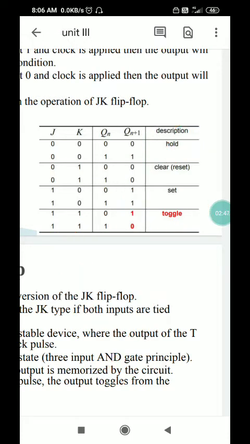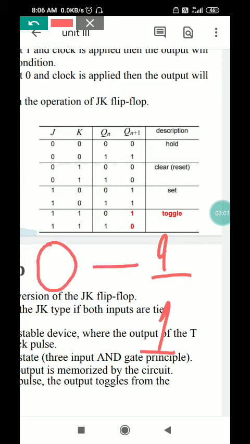Then in the third row we have J and K 1 0. Here it will set the flip-flop. It will set the flip-flop means it will see to it that output becomes 1. If its previous output was 0, it will make it 1. If previous output was 1, it will keep it as it is. So this is how your JK flip-flop works.